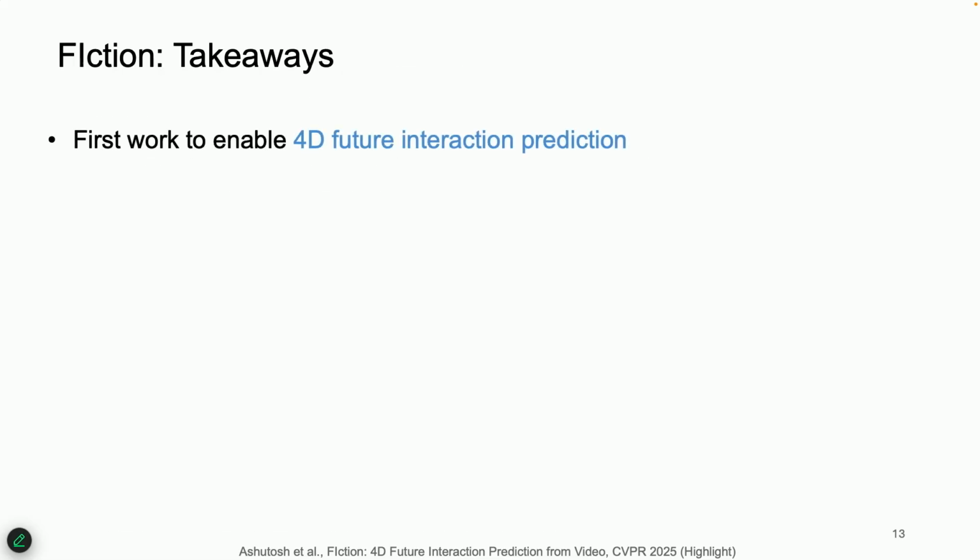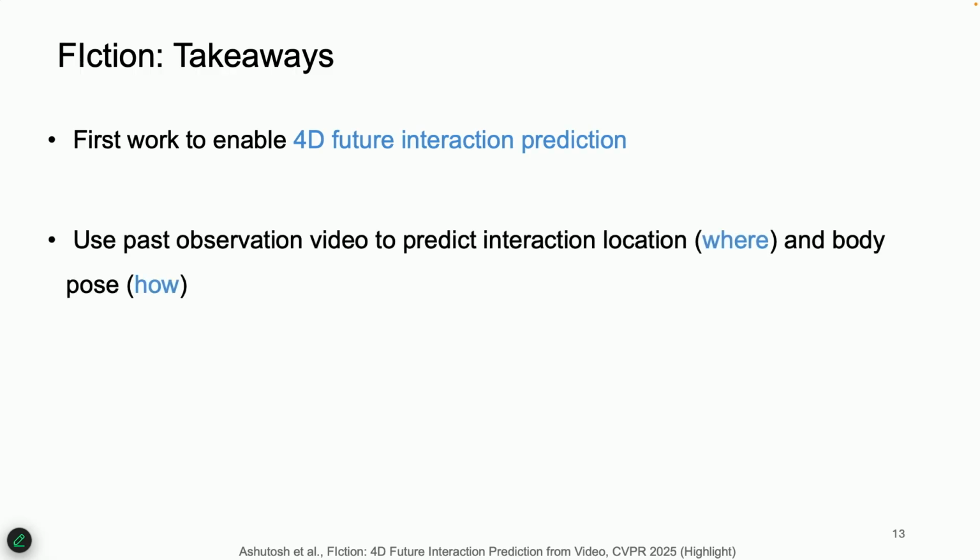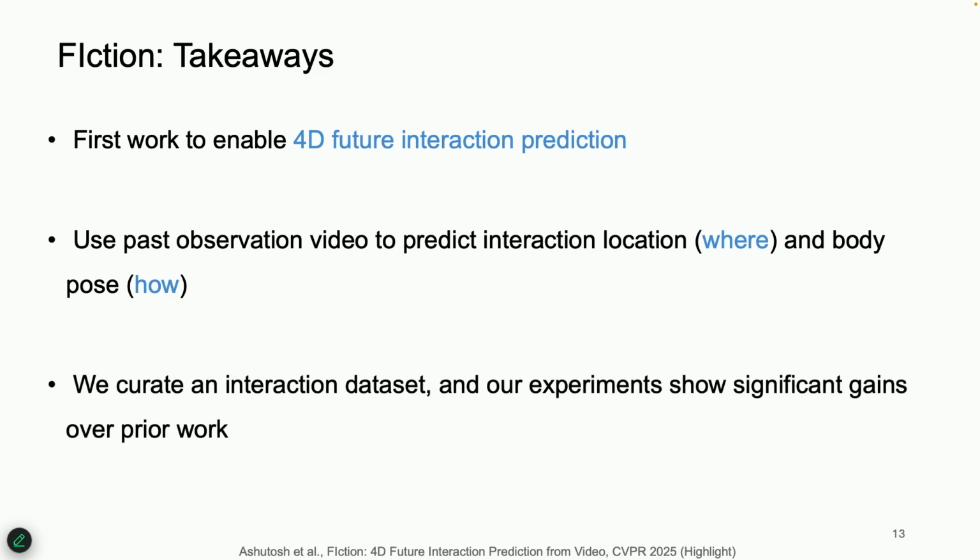Finally, the takeaways. We are the first work to enable future interaction prediction. We use past observation video to predict interaction location and body pose. And we curate an interaction dataset, and our experiments show significant gains over prior work.